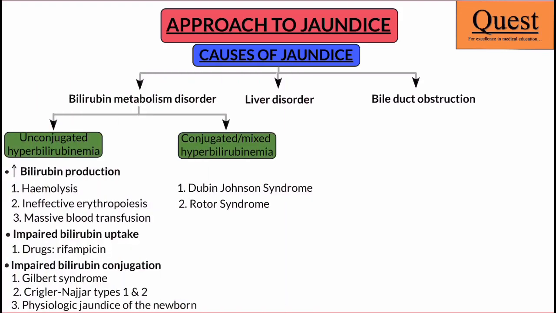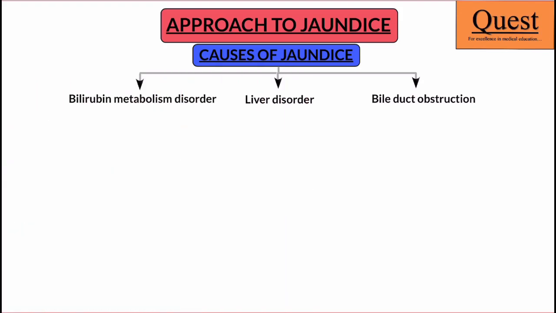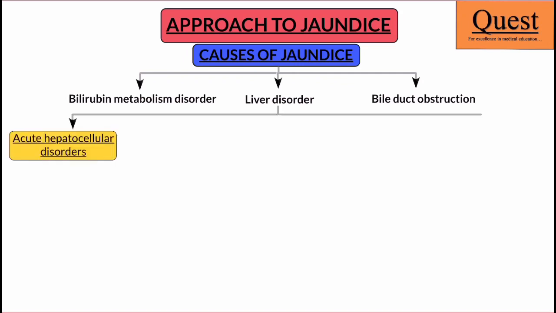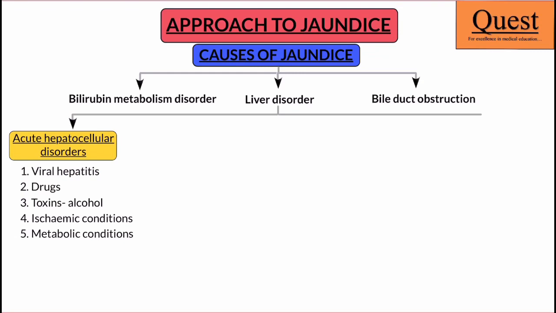An important group of disorders which can present with jaundice are the liver disorders. There can be a variety of conditions which can lead to jaundice, starting with acute hepatocellular disorders. These could be viral disorders like viral hepatitis. This could be exposure to drugs or toxins like alcohol. This could be ischemic conditions or metabolic conditions of the liver.